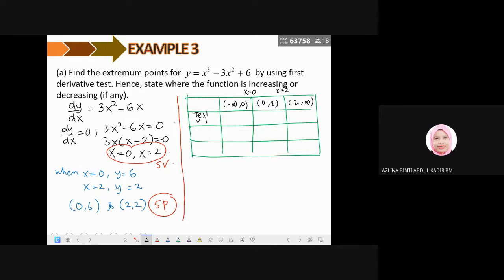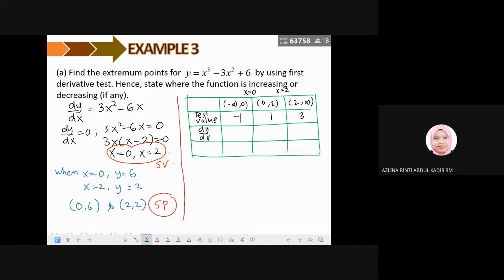Then we have test values. Take any value in the interval negative infinity to 0. Let's say we take -1. For 0 to 2, take the value 1, and for 2 to infinity, take 3. Then check dy/dx.